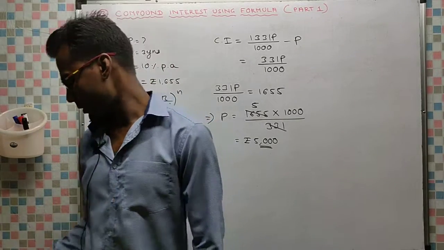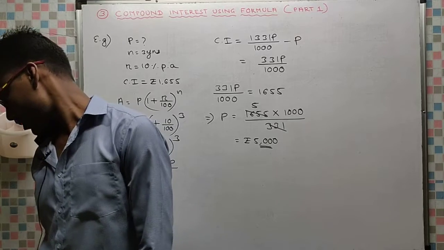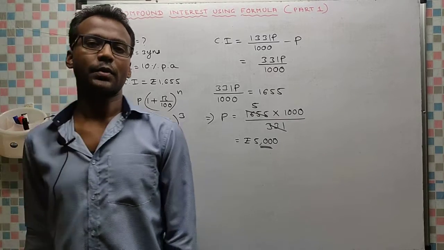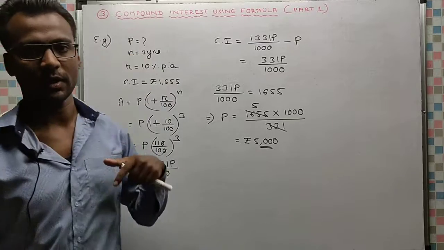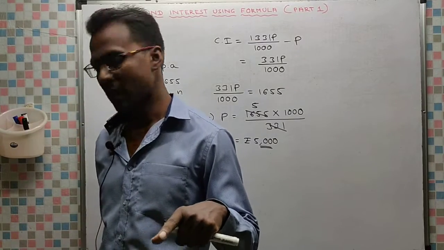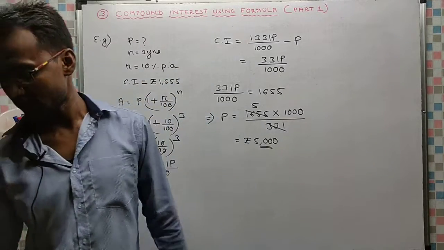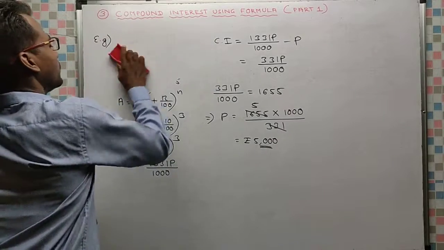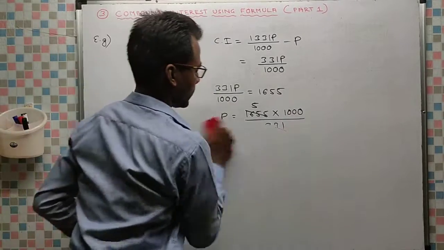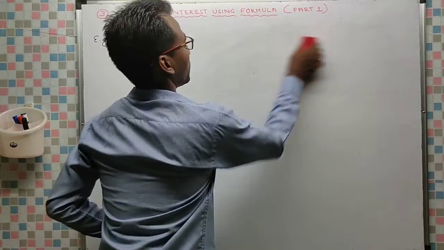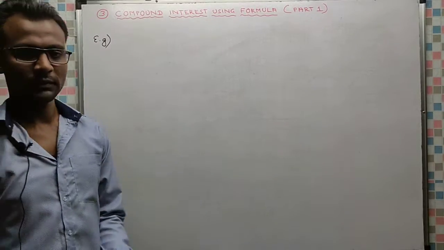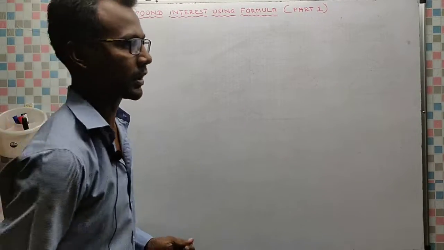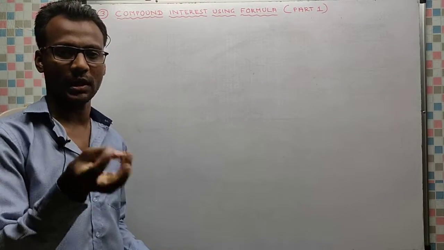Now let us move to another example. This time we will find rate of interest. Here we were asked to find principal, next we have been asked to find rate of interest. One formula will give you everything: amount, principal, rate of interest, time, everything.